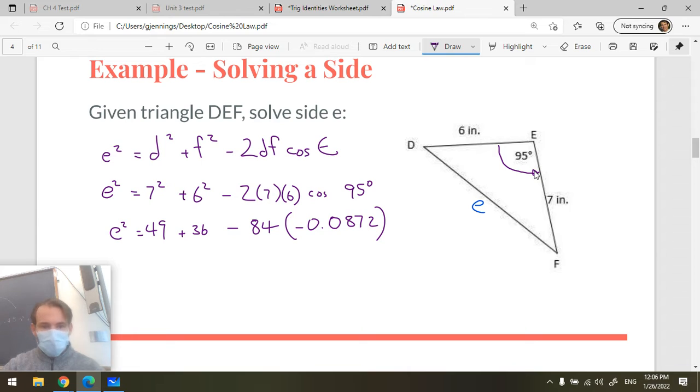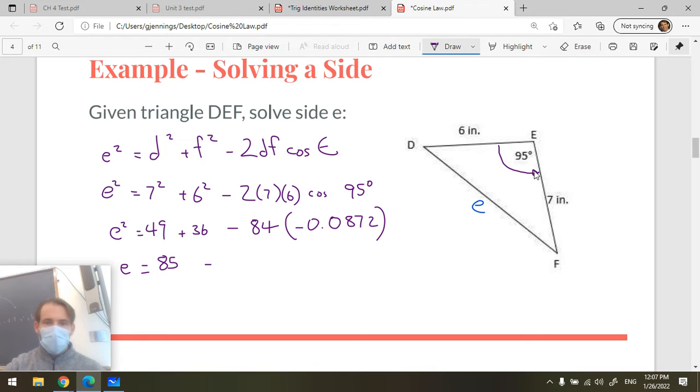Now, 49 plus 36, don't subtract the 84. Multiply this first, okay? So 49 plus 36 is what? I'm very impatient. You should be able to tell me that's 85. And then minus 84, oh, that's just 1. No, it's not, because I have to multiply this first. So definitely multiply first, okay? Negative 84 times negative this equals positive 7.32.